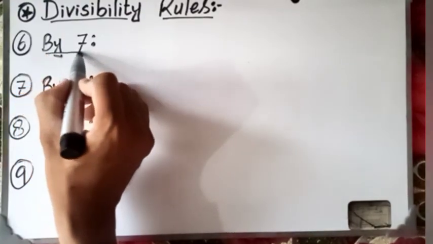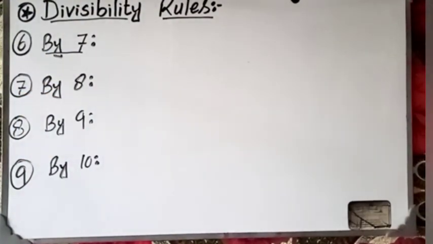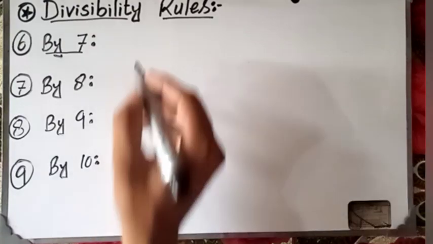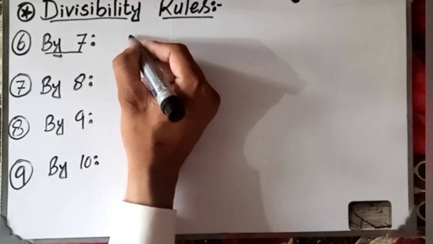When is a number divisible by 7? We need to double the last digit of the number and then subtract it from the remaining number. If the result is divisible by 7, then the original number will also be divisible by 7. This is a bit hard, but we can see it with an example.